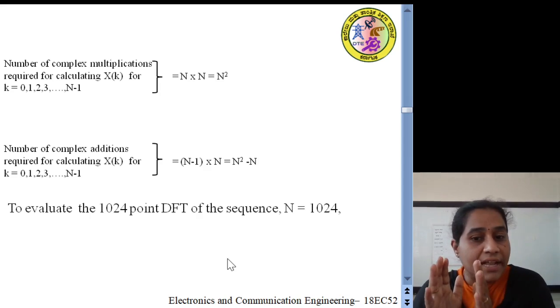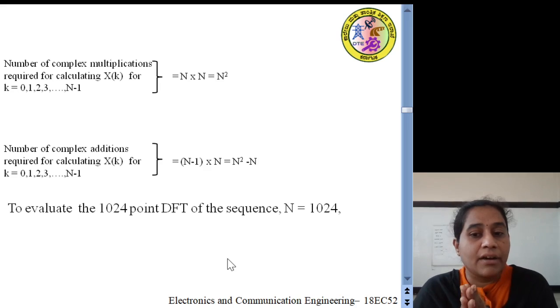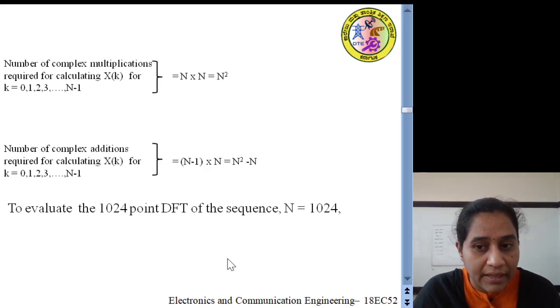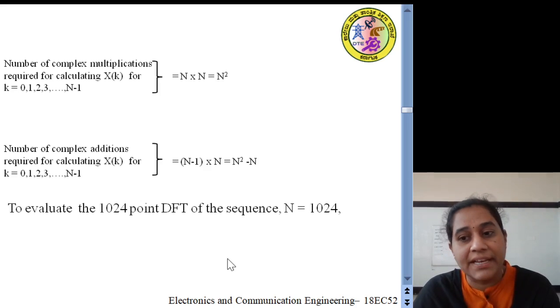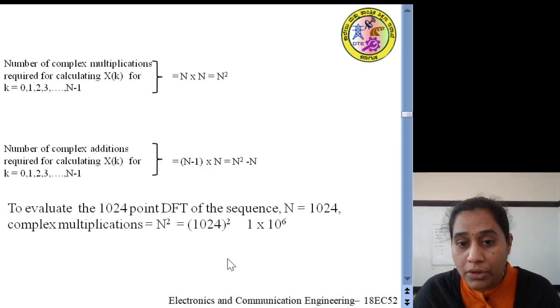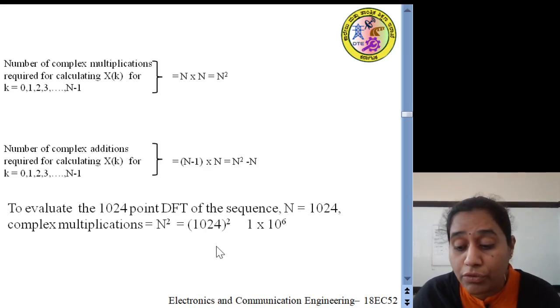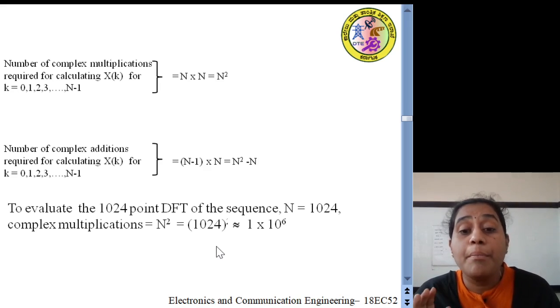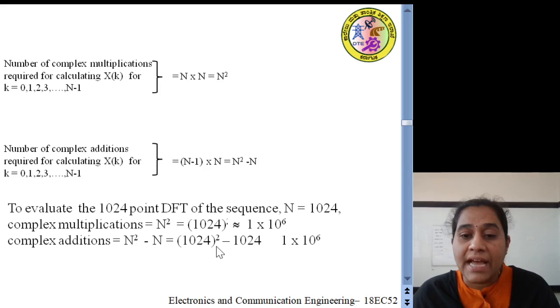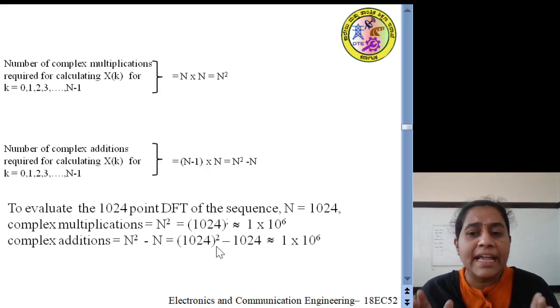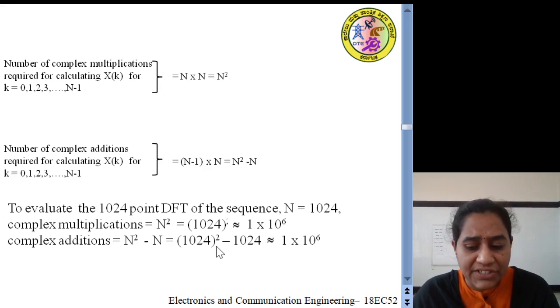So, just consider one example to evaluate a 1024 point DFT. That means the value of capital N is 1024. Complex multiplications involved are N square, that is 1024 square, which is approximately equal to 1 million complex multiplications. And complex additions involved are N square minus N, that is 1024 square minus 1024. That gives approximately again 1 million complex additions.